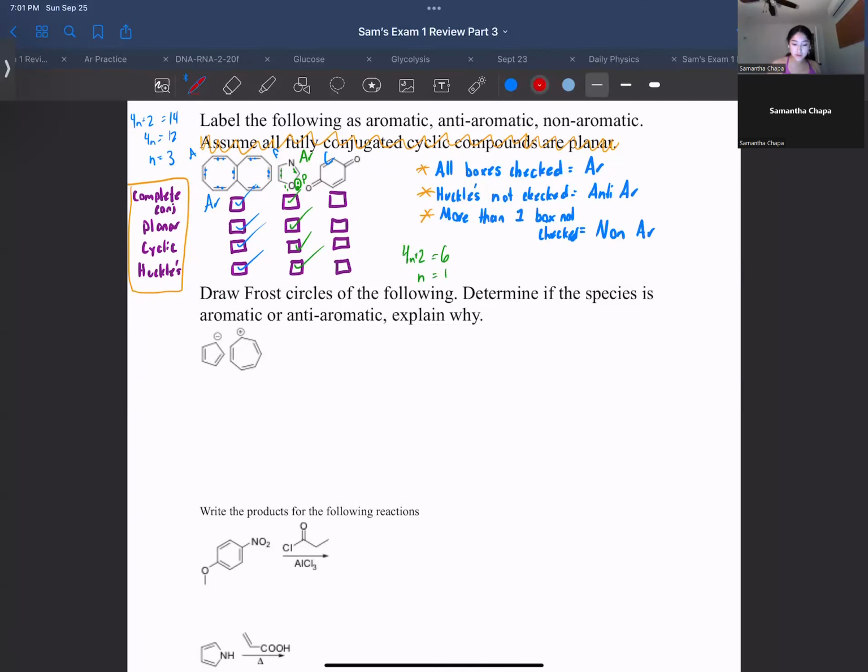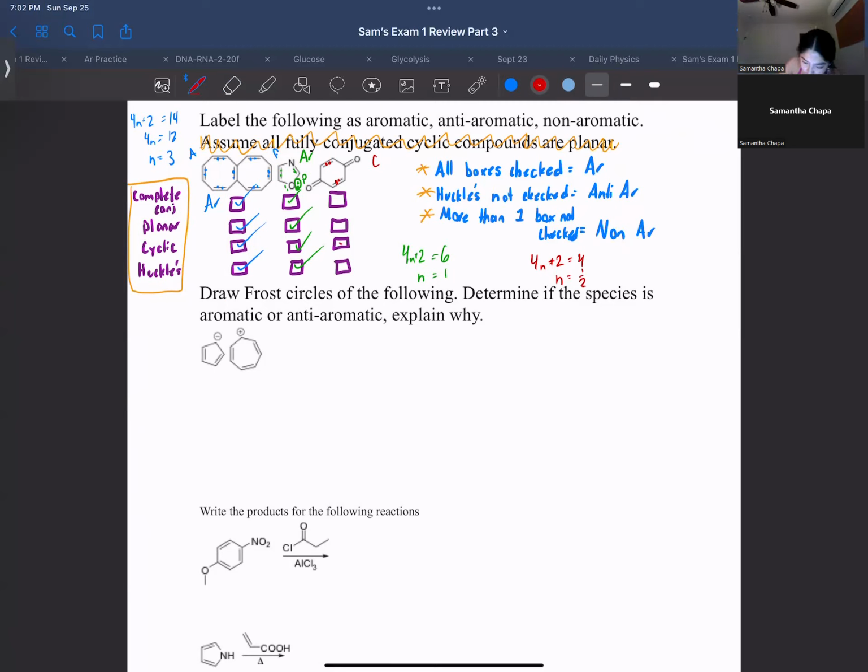Okay. For the next one, anything outside of the ring, that's the key for this one. Anything outside of the ring, we're not counting as pi electrons. So let me count my pi electrons. 1, 2, 3, 4. Do Huckel's law for this. 4n plus 2 equals 4. N is equal to 1/2, a fraction, which is not a whole number, so we don't obey Huckel's law, and I'm not going to check that off.